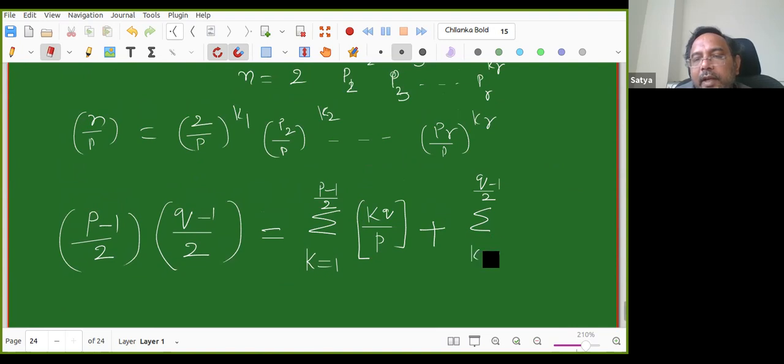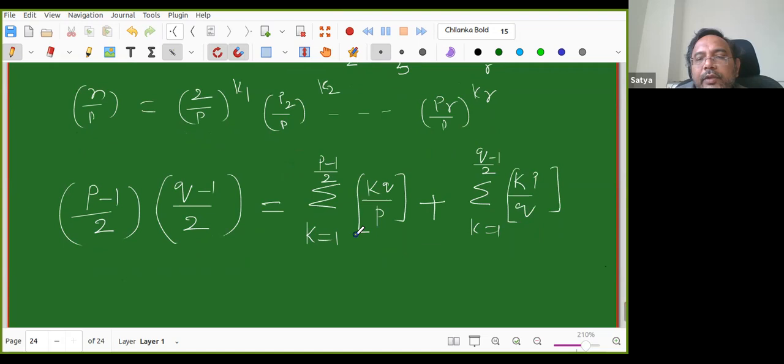I hope you understand I can use the same k. K is a variable in both the cases. Otherwise I would take i here and j here, but I hope there is no problem. So it is like this, right? If you're able to prove this one, we are done. Why? Let us see that.